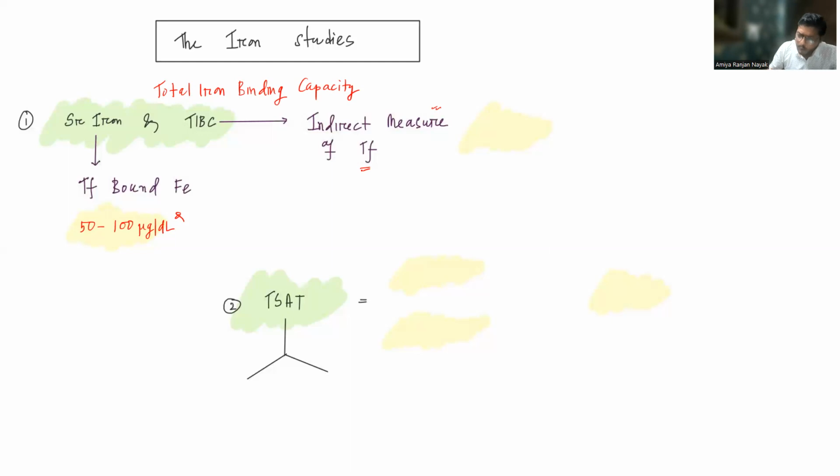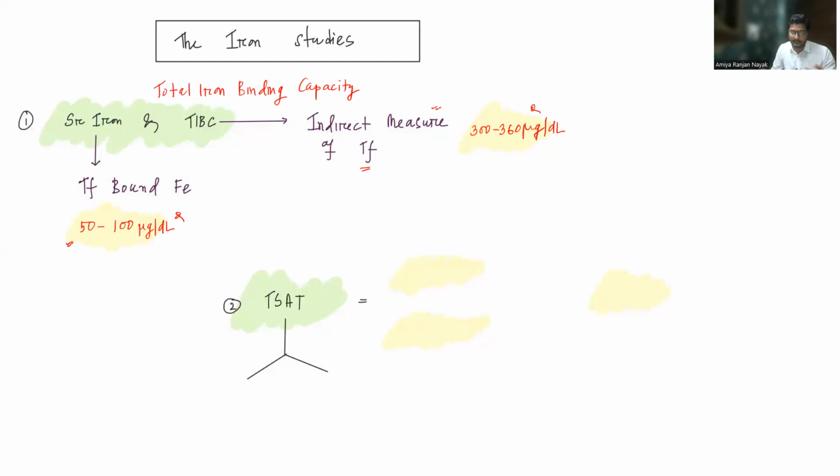So what is the normal value of TIBC? It is around 300 to 360 microgram per deciliter. That means whatever transferrin we have in the circulation, it can bind up to 300 to 360 microgram per deciliter of iron. But how much is it actually binding? It is actually binding only 50 to 100 microgram per deciliter in a normal individual. So how much transferrin is actually saturated with iron? From this you can understand that up to 30% of transferrin is saturated with iron.